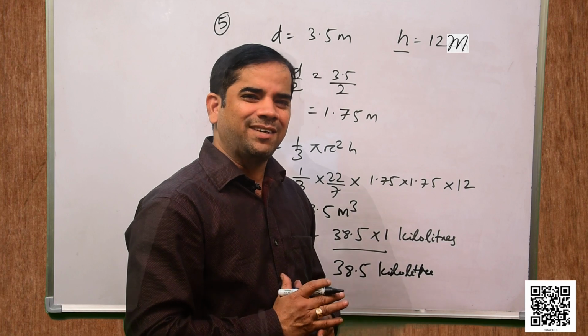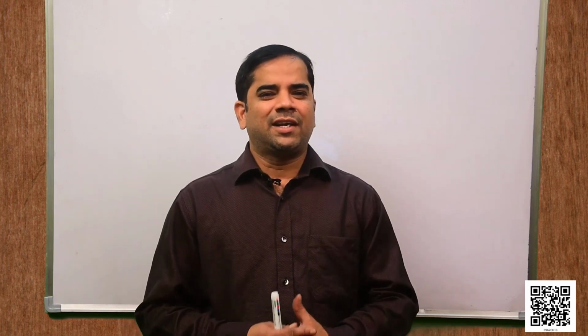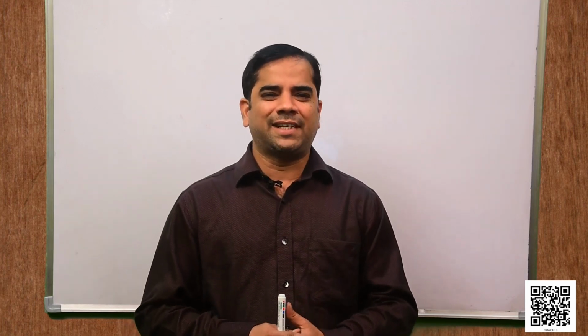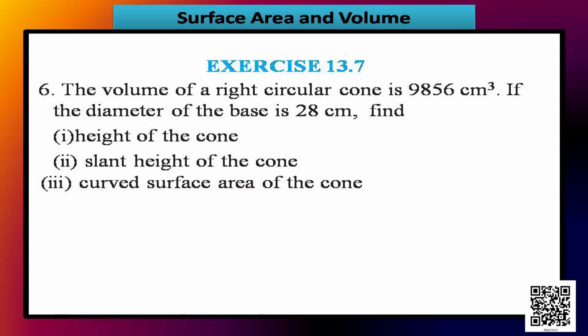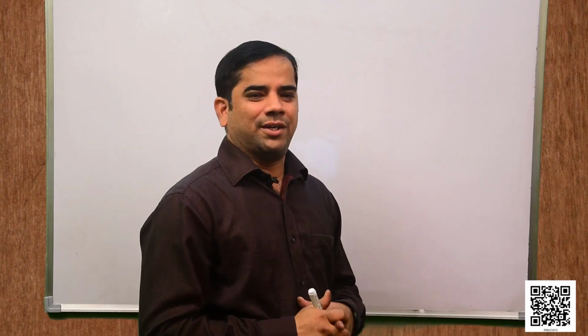Okay. Hope you understand. Students, let us now solve question number 6. It says the volume of a right circular cone is 9856 centimeter cube. If the diameter of the base is 28 centimeter, find height of the cone, slant height of the cone and curved surface area of the cone. So students, let us now solve the question.